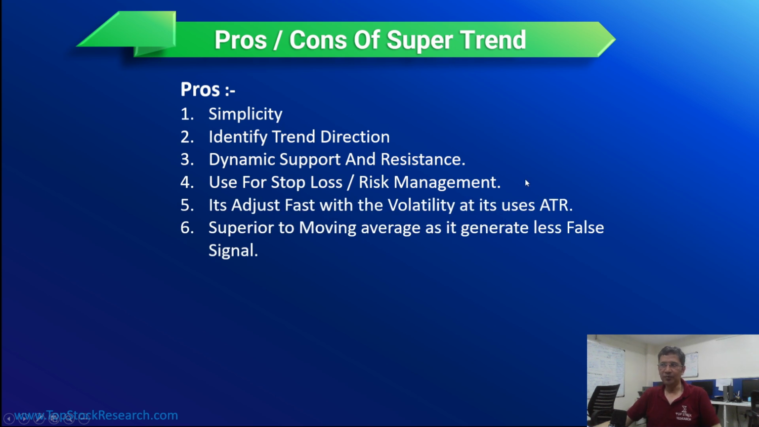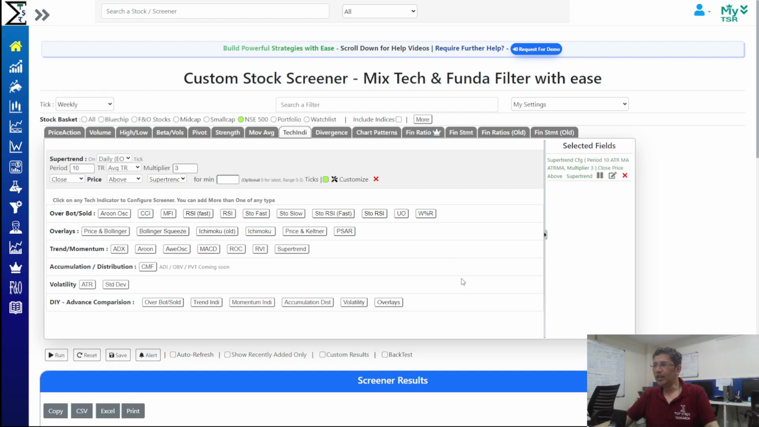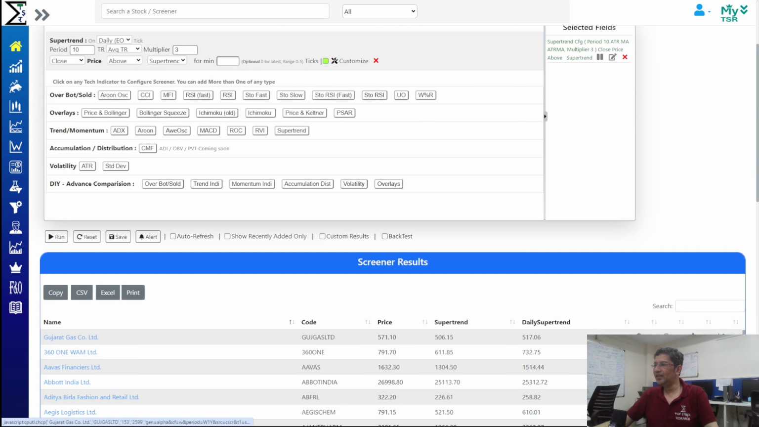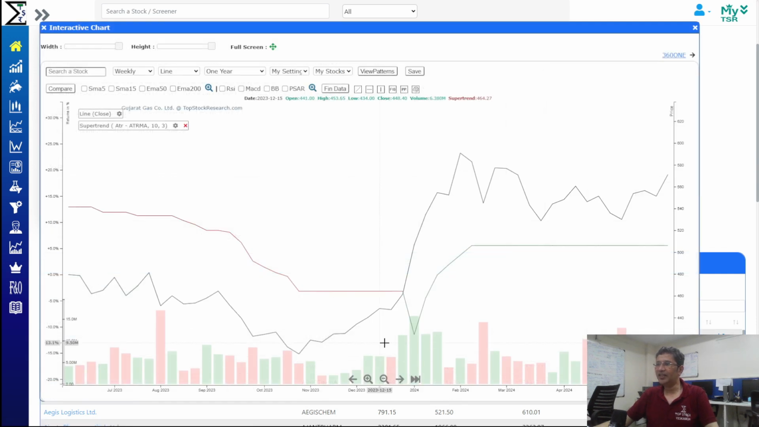It adjusts fast because it just takes the last 10 days rather than going to a very long period back. It takes that, and it uses ATR. It is superior. This is very important to understand. It is superior to moving average in a way, right? Not absolute, in a way, because if you see the movement of any super trend, it's much more aggressive. It doesn't just change, it changes pretty fast, right?